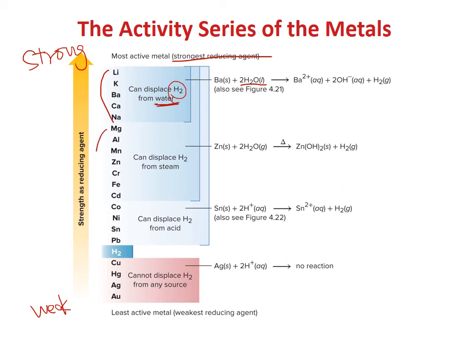Metals magnesium, aluminum, manganese, zinc, chromium, iron, cadmium can reduce hydrogen ion from steam. You need the heat, so from steam, or they can displace hydrogen gas from steam. Metals including cobalt, nickel, tin, lead are weaker reducing agents. They can only displace hydrogen gas from acids, or you can say they can reduce protons in acids.